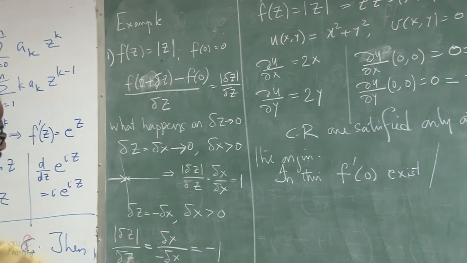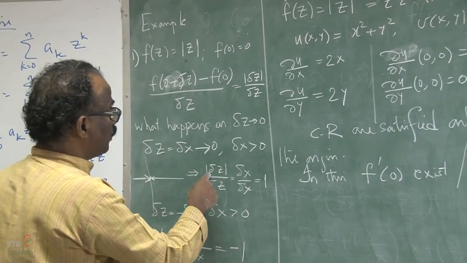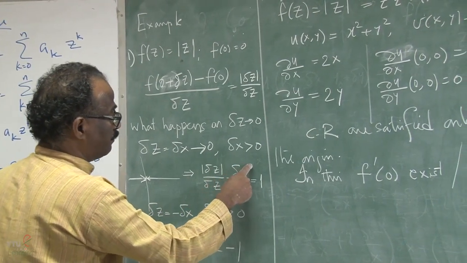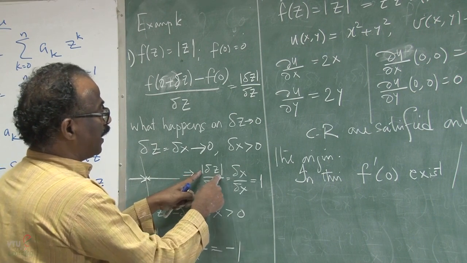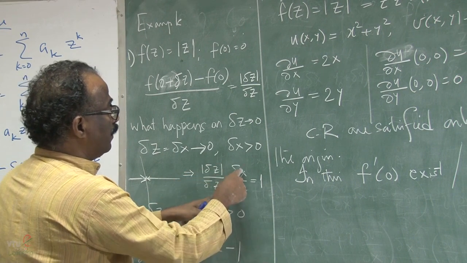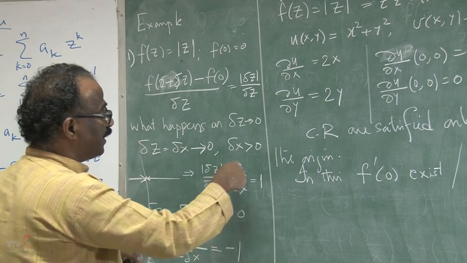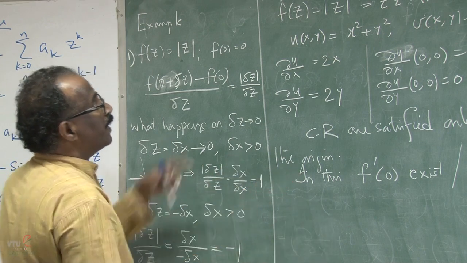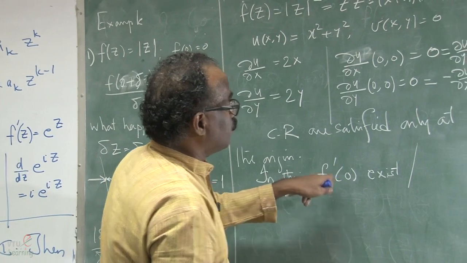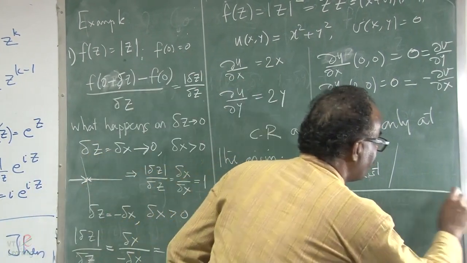This kind of trouble will not come, because in the numerator you have delta x square. So one delta x will cancel and it will go to 0. Here also f(0) is equal to 0. So in this case you will get that.